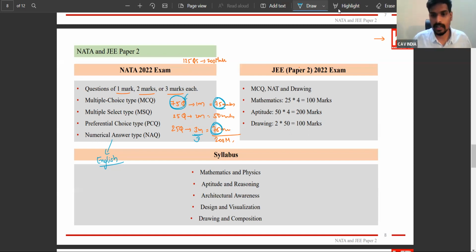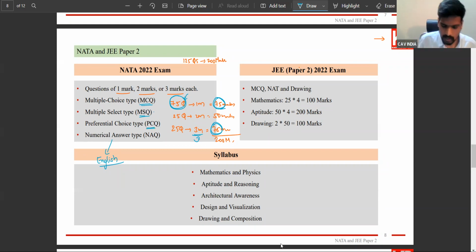Now, types of questions. In the NATA exam, you have multiple choice questions. A multiple choice question is where you have 4 options, A, B, C, D. One option will be correct, and you have to select that. You have multiple select questions. Multiple select questions are where you have 8 or 10 options, of which probably 4 will be correct. So you have to select the 4 correct options of the options given. There will be multiple correct options, and you have to select all the correct options.